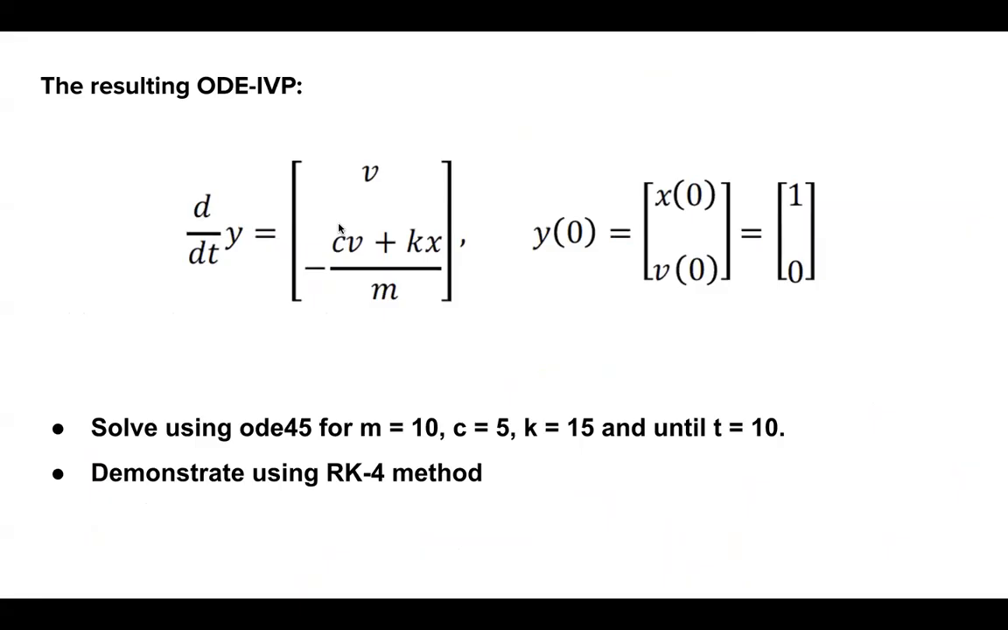So I'll show you the syntax. This is a function column vector that you see here, and this is the initial condition column vector. The question is to solve it using an ODE45 solver. Your unknowns: m is given as 10, c is given as 5, and k is given as 15, and till t equal to 10, which means your t span is 0 to 10. That is the question.